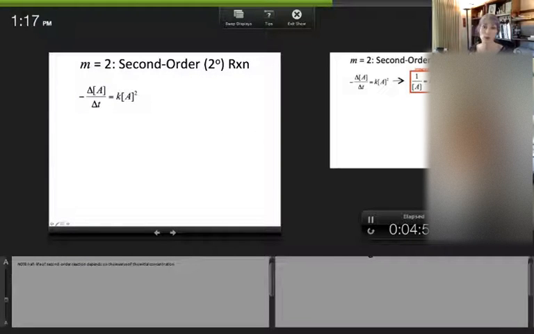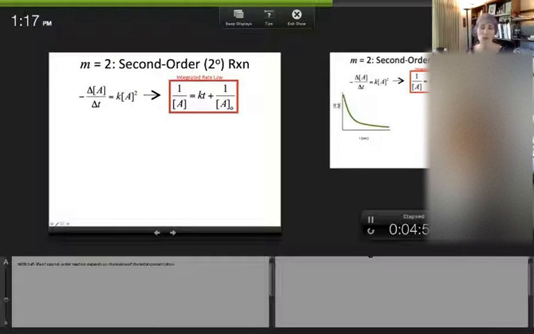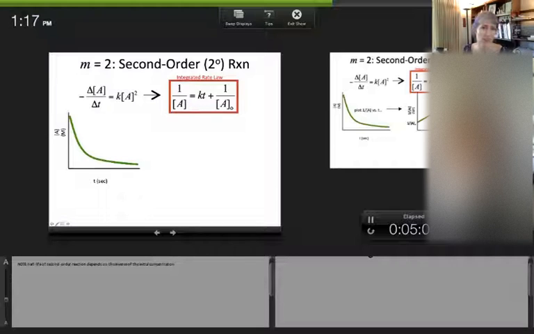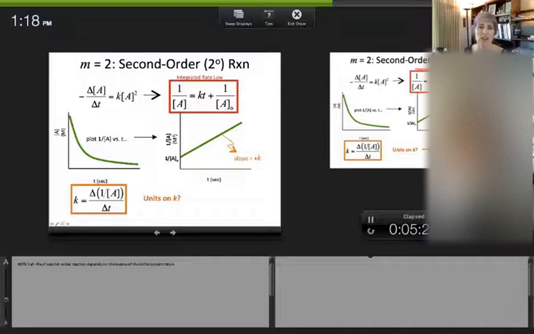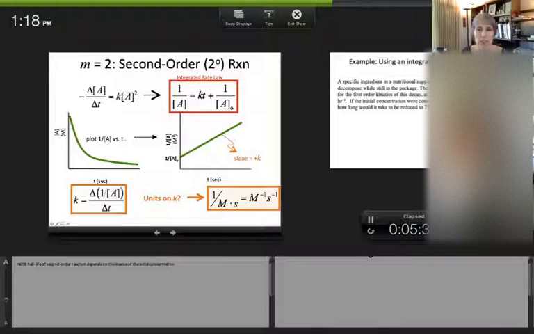Now for second order equation, we again integrate that and we get 1 over A equals kt plus 1 over A naught. So again, it has a shape. It's hard to tell what that is, right? A 1 over x looks kind of similar to a log of x. It's different in the details, but in the general shape, we want something that's linear. So notice that we would take the reciprocal of the concentration in time and plot that versus time to get our straight line. And now the slope is positive. So the slope equals k. And our units on k are 1 over molarity times 1 over seconds. We calculated a bunch of that already.